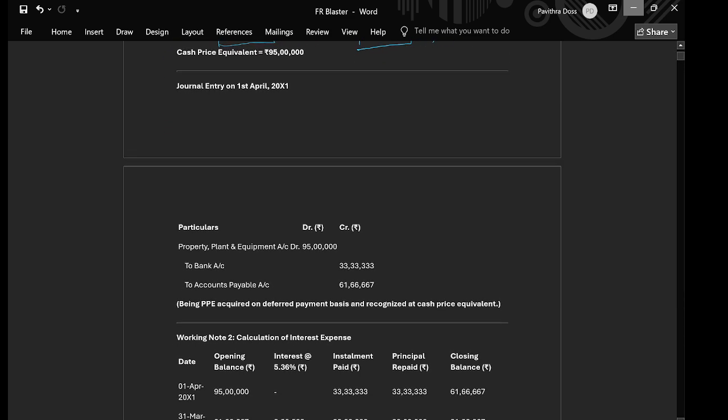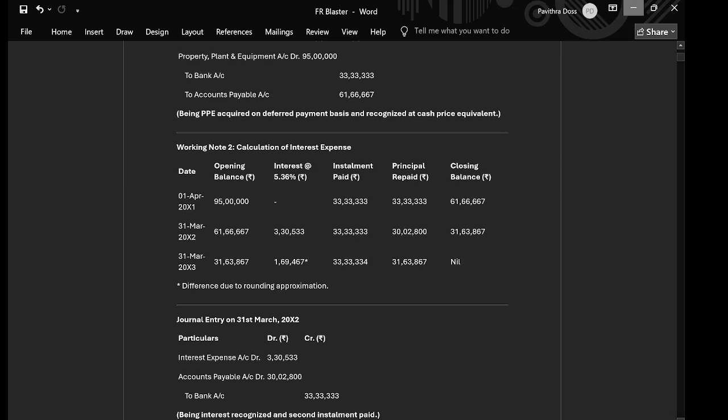So how are we going to record it first? But before that, let us also prepare the loan amortization table. So on 1st April 20X1, how we do that is opening plus interest minus installment equals closing. This interest minus installment is the principal amount that will be repaid. So either you can put opening minus principal repayment, that is closing, right? We will do it as opening plus interest minus the installment, that is the closing value.